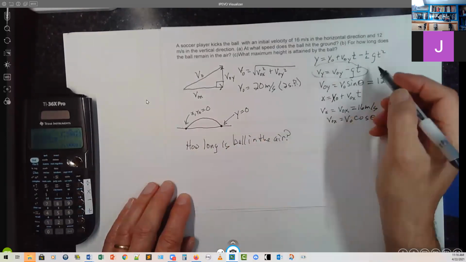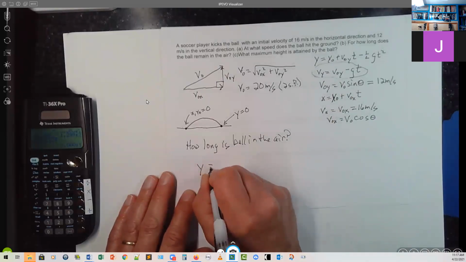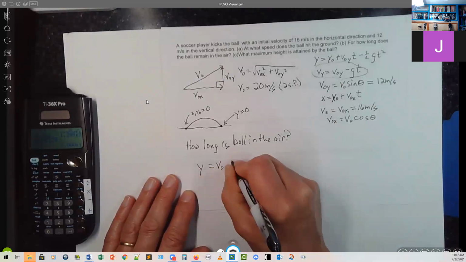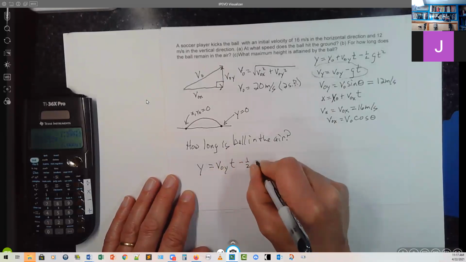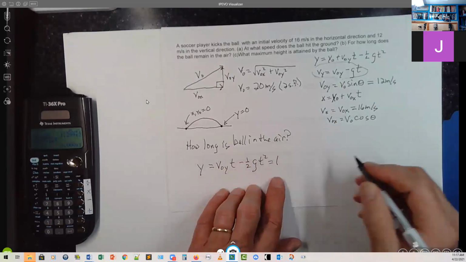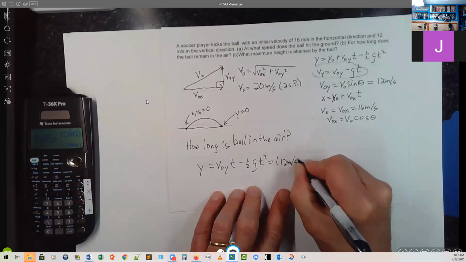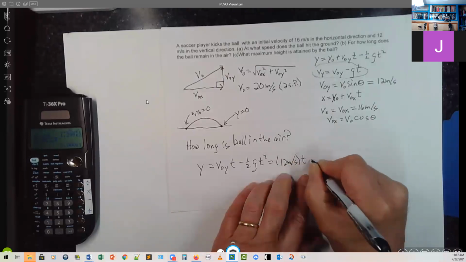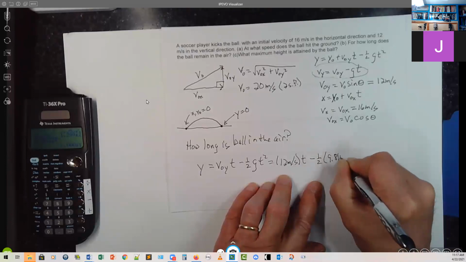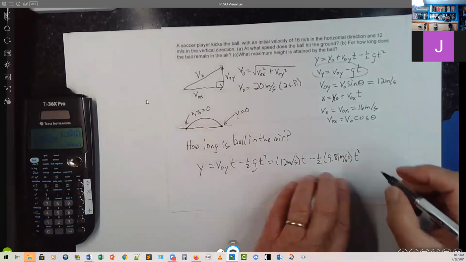And that depends on when this thing is equal to 0. But this equation changes into y is equal to y naught, which is 0. I'll write it down here. V naught y t minus 1/2 g t squared, which with the numbers plugged in will be V naught y is 12 meters per second times t minus 1/2 times 9.81 meters per second squared times t squared. When is that equal to 0?